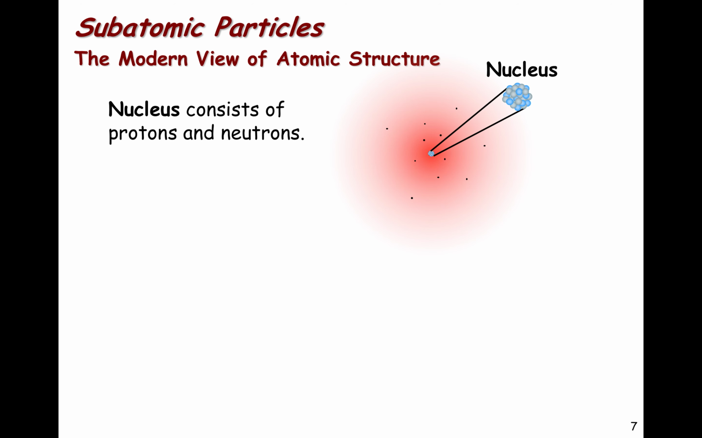Our modern view of the atom is very much based upon Rutherford's experiments. We now know that the nucleus of an atom is comprised of 2 subatomic particles, the protons and the neutrons, which roughly have the same mass. They are considerably bigger than the electrons, and they are located as a group in the center of the atom. The electrons, which are much, much smaller, are surrounding the nucleus, and they are the ones that define the volume of the atom.